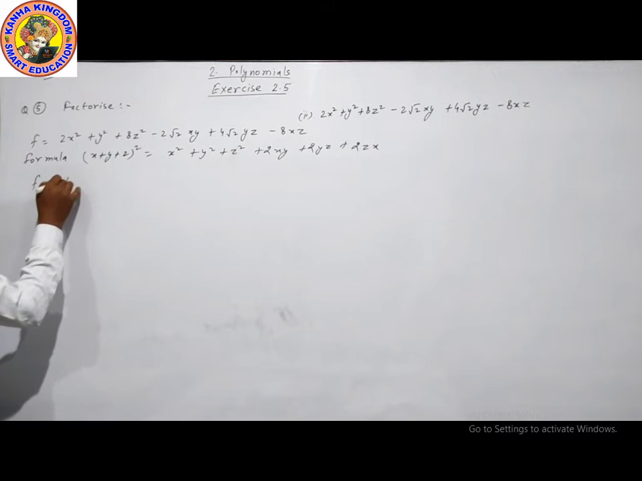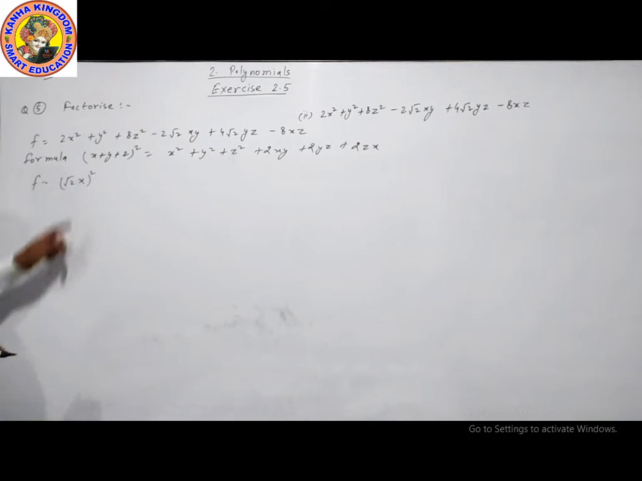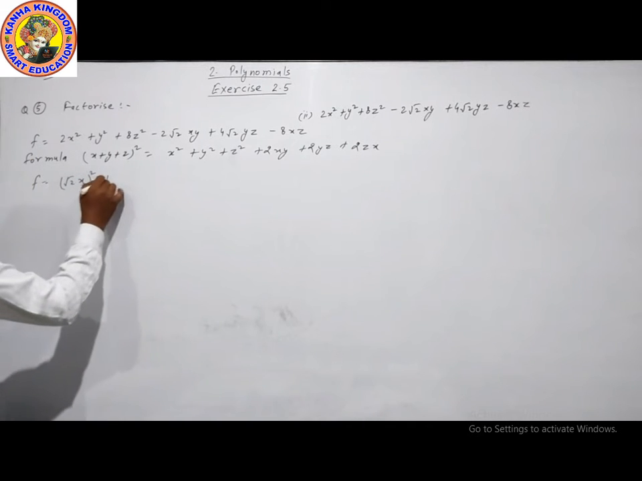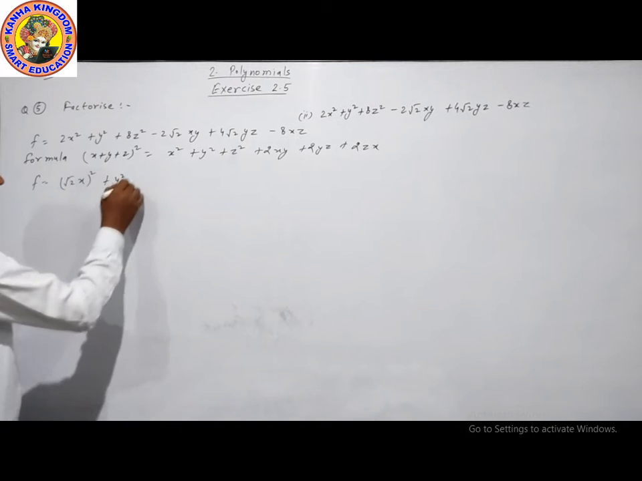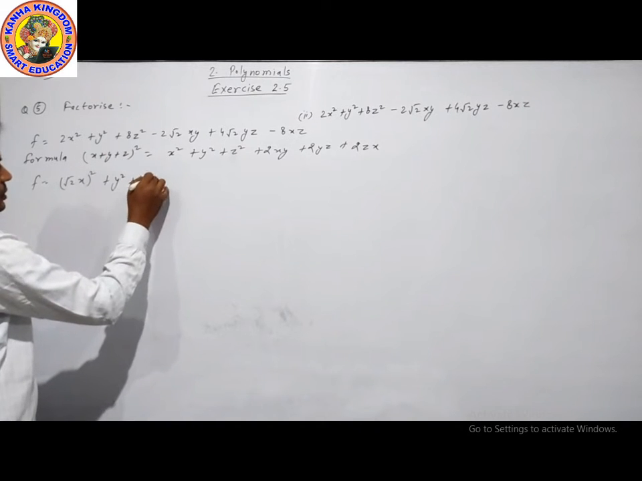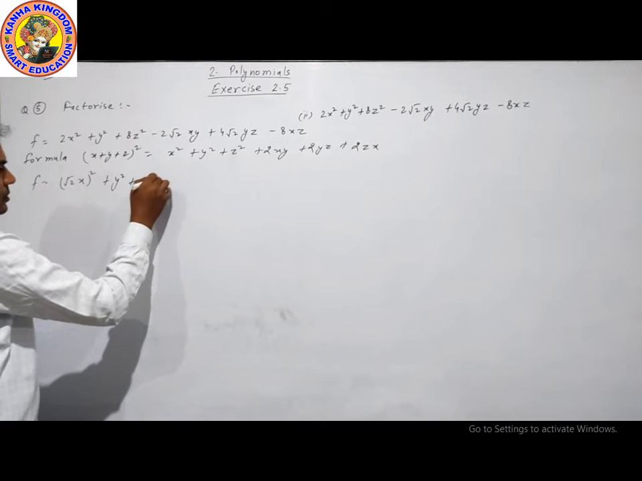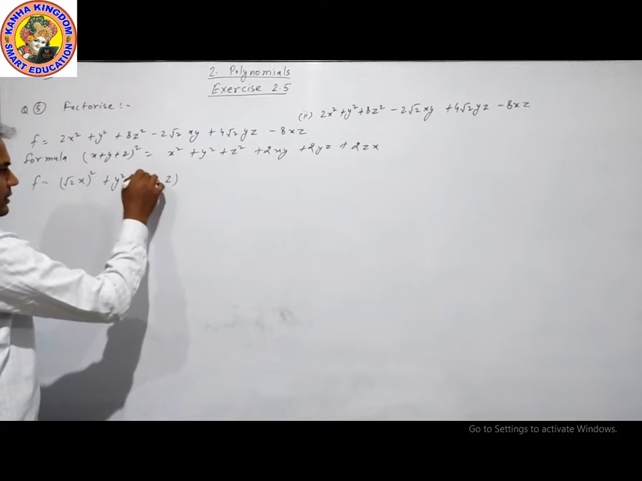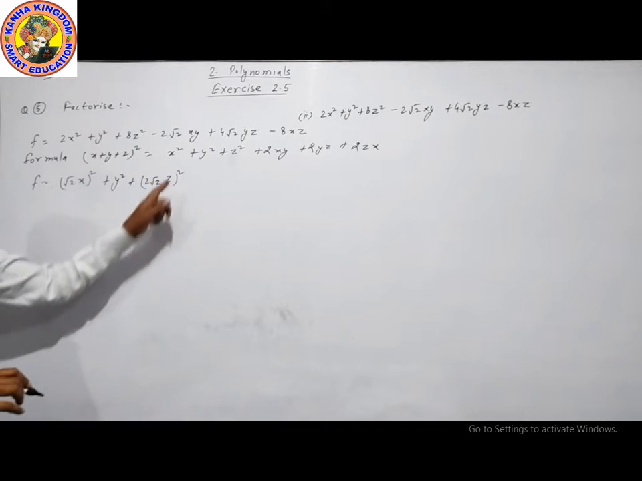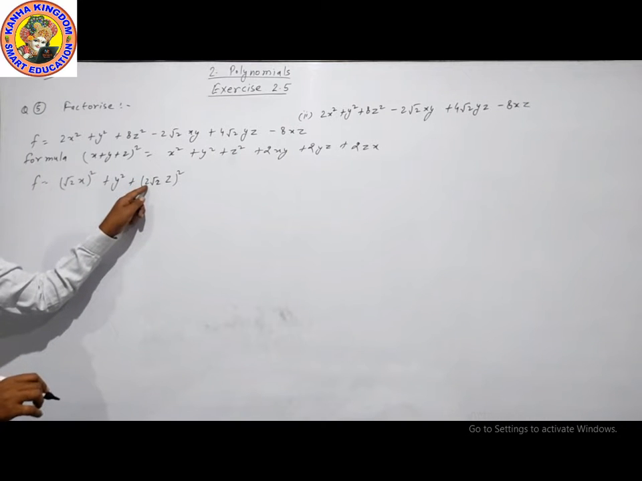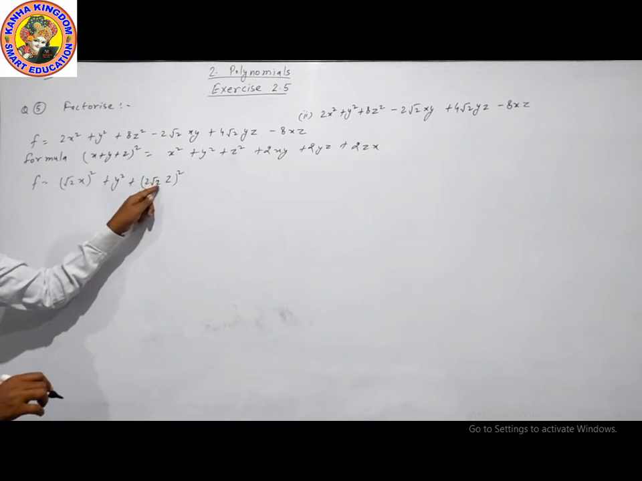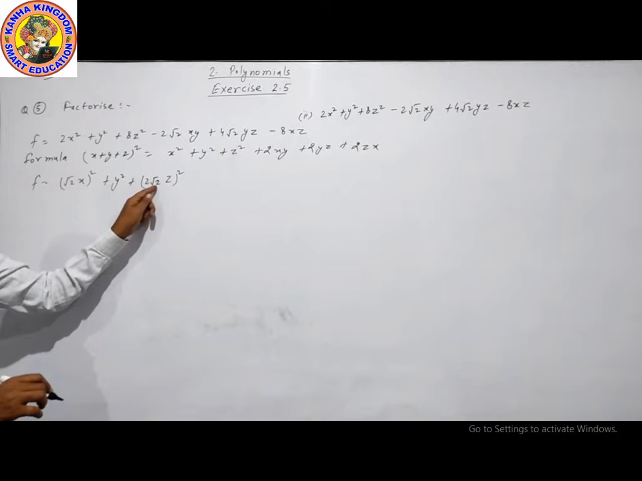The function is (root 2x) whole square. If we open the bracket, (root 2x) square is 2x square. The second one is y square, and the third is (2 root 2 z) whole square. Squaring, 2 square is 4, root 2 square is 2, 4 times 2 is 8.